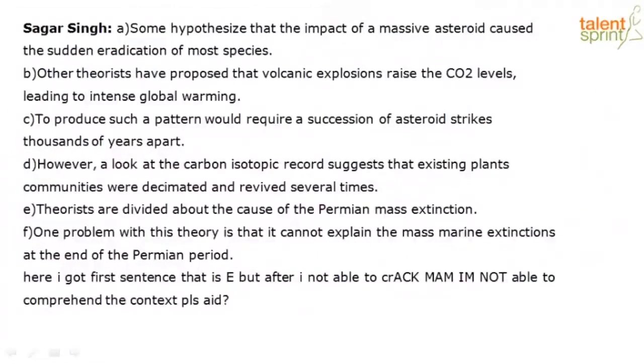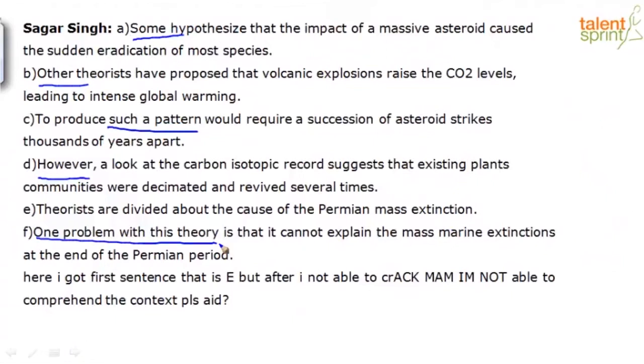This is also a jumble sentence. Let's quickly look at it. 1, 2, 3, 4, 5, 6 sentences. Okay, some hypothesize. So other theorists. So I'm assuming some of them are this, and then there are other people. Okay, to produce such a pattern. What pattern are they talking about? However, contradictory clue word can't be first. Theorists are divided about the cause of the Permian mass extinction. Seems like our topic sentence, obviously, right? One problem with this theory.